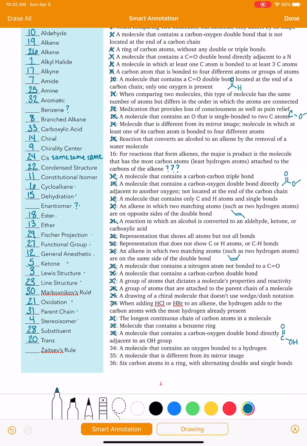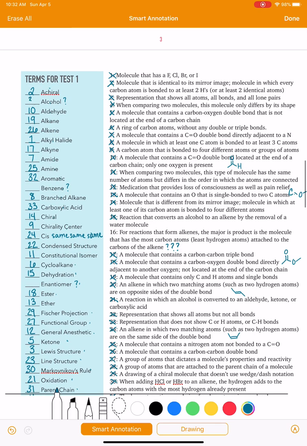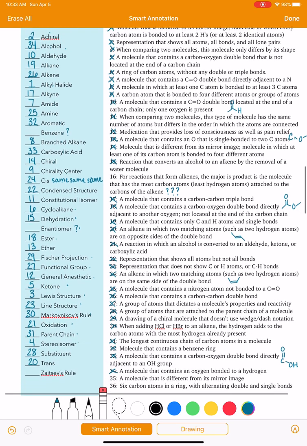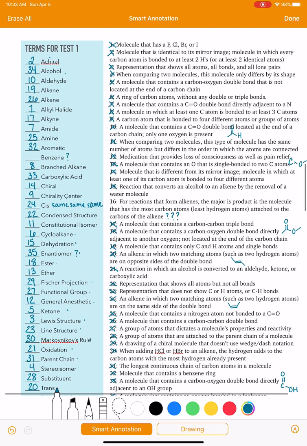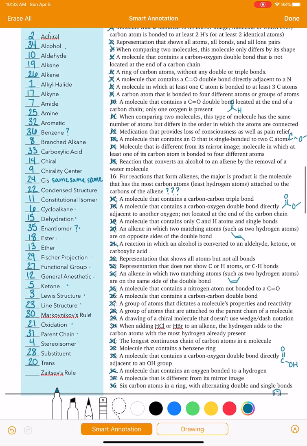34, a molecule that contains an oxygen bonded to a hydrogen. That is an alcohol. I'm glad that I scrolled down. 35, a molecule that's different from its mirror image. That is the enantiomer. And 36, 6 carbon atoms in a ring with alternating double and single bonds. That is benzene. So now we can see what we have left.